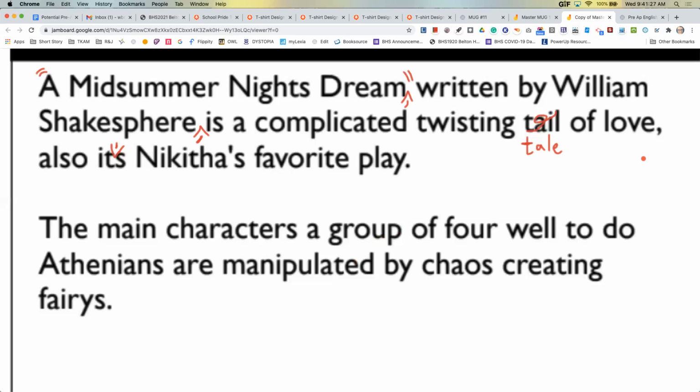The tale of love, we get a couple of describing words, right? It's complicated. It's a complicated tale. It's a twisting tale. So if this adjective and this adjective are both describing this noun, what do I need to put in between them? You could put and or a comma. Okay, so got two adjectives describing the same noun. We separate them with a comma. You could use and as well.